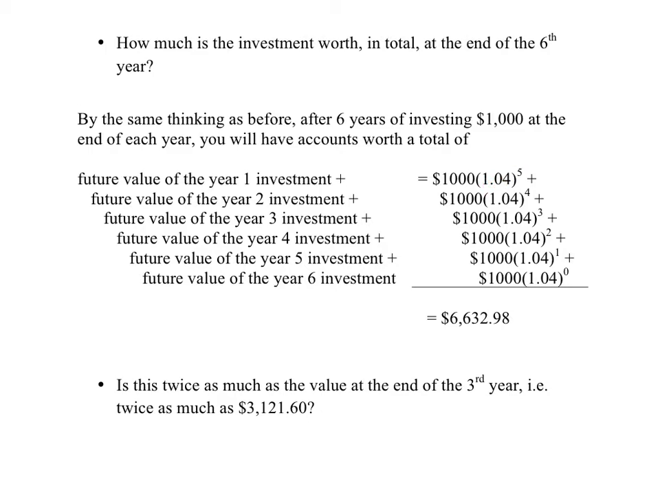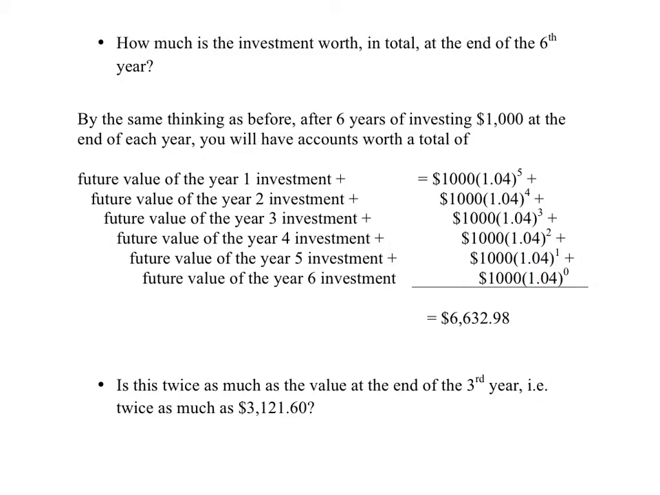The last $1,000, as in the previous example, has no time to earn interest. It's invested at the end of year 6, and we're tallying up at the end of year 6. So it's just $1,000 with the benefit of 0 years of earning interest. Each of the intermediate investments of $1,000 has the benefit of growing some number of years greater than 0 but less than 5. Right? They're all represented here in the sum.